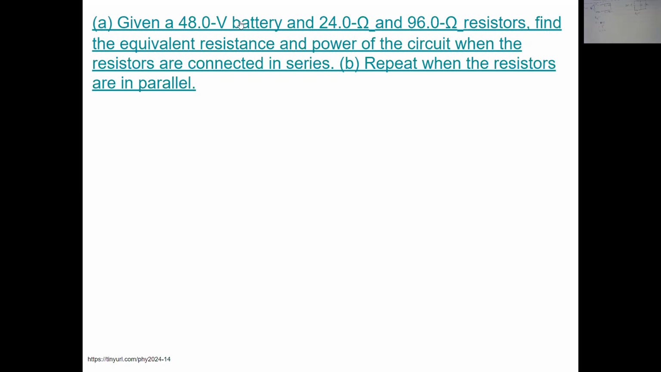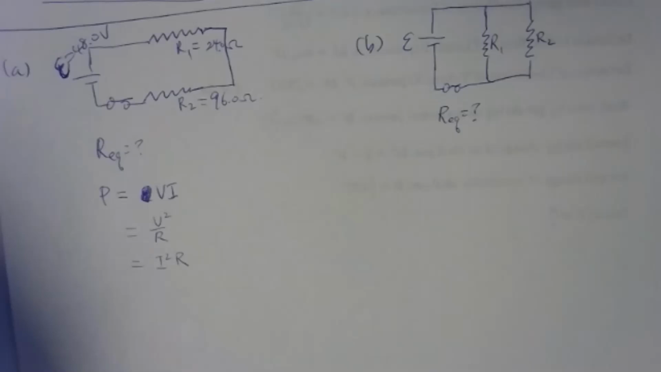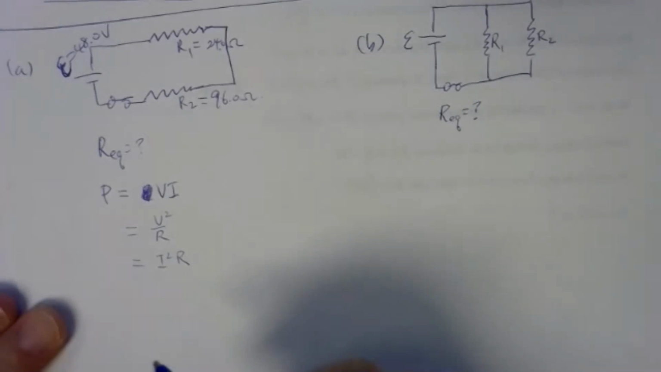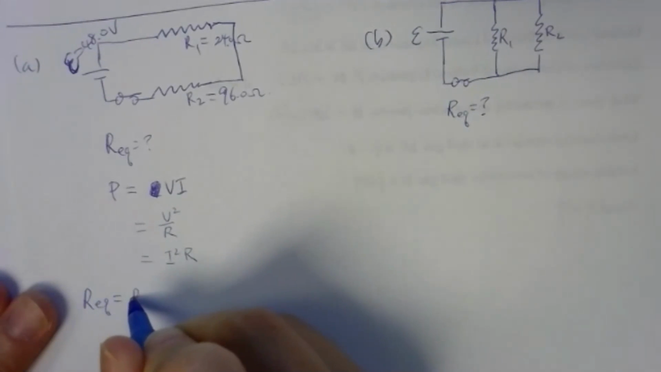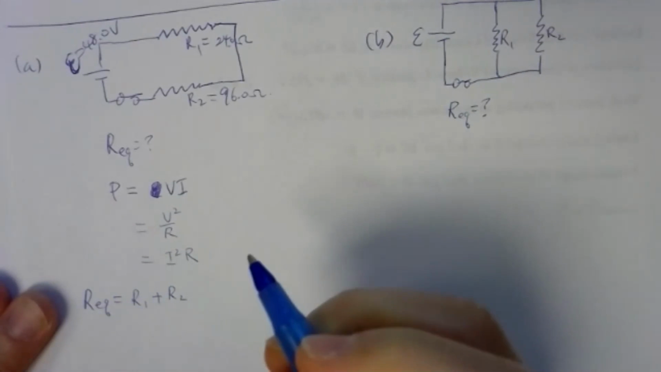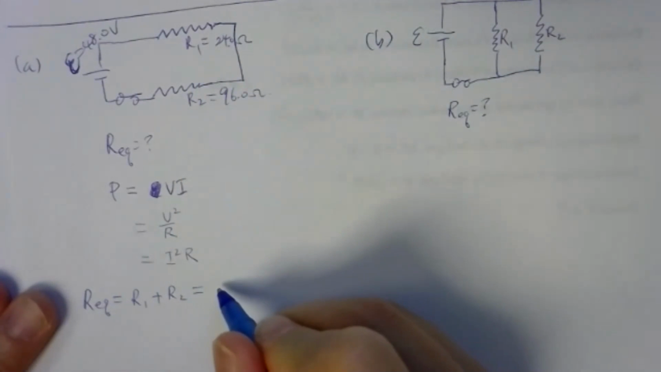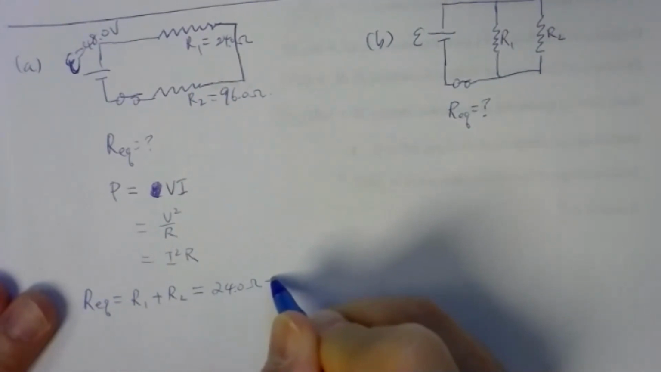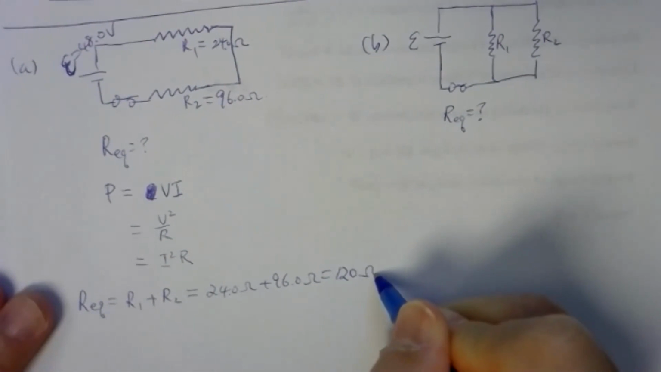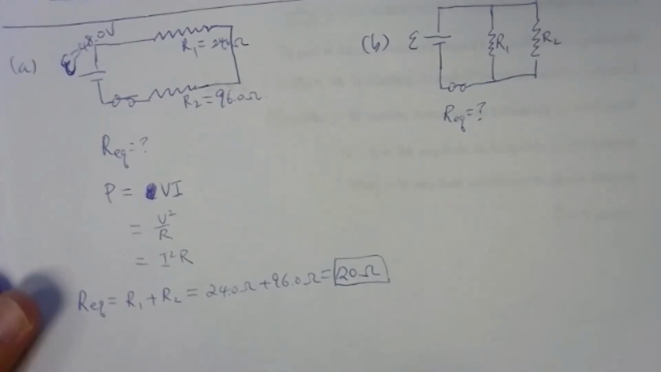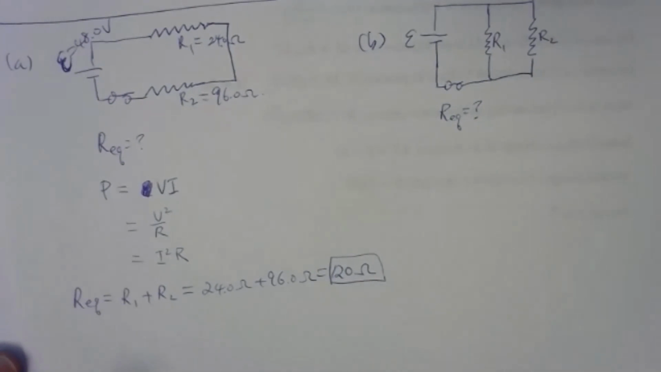All right, so let's take a look at the solution together here. In part A, the two resistors are in series with each other. So for the overall resistance, or the equivalent resistance, you have them combined: R1 plus R2, since these two are in series. You will have 24 plus 96 ohms, which gives you 120 ohms. That's the equivalent resistance for the two in series.